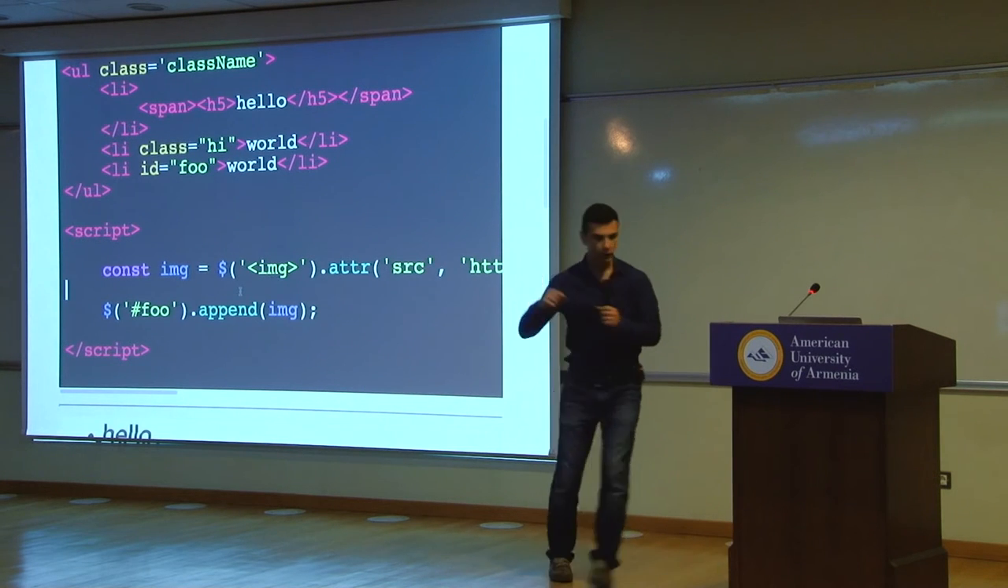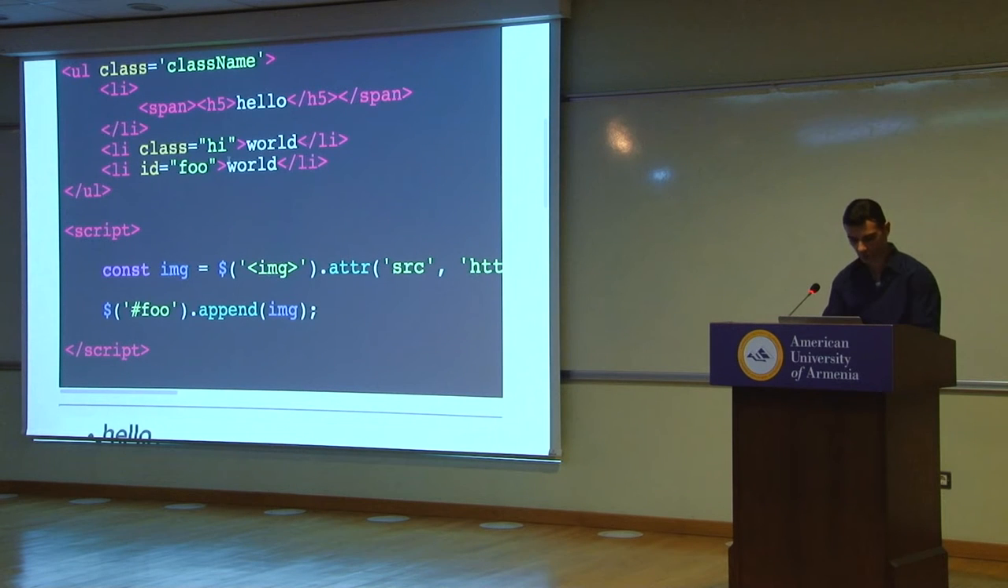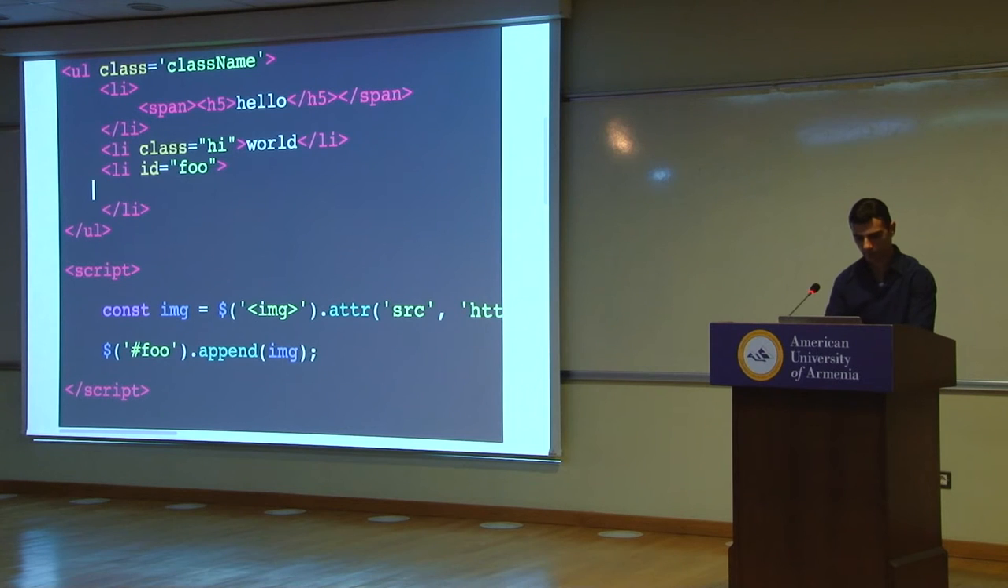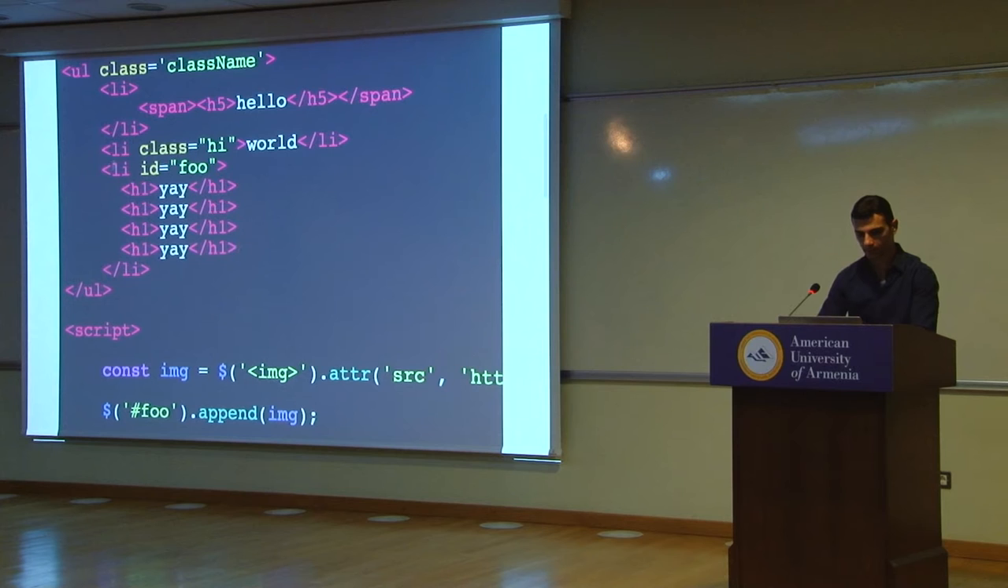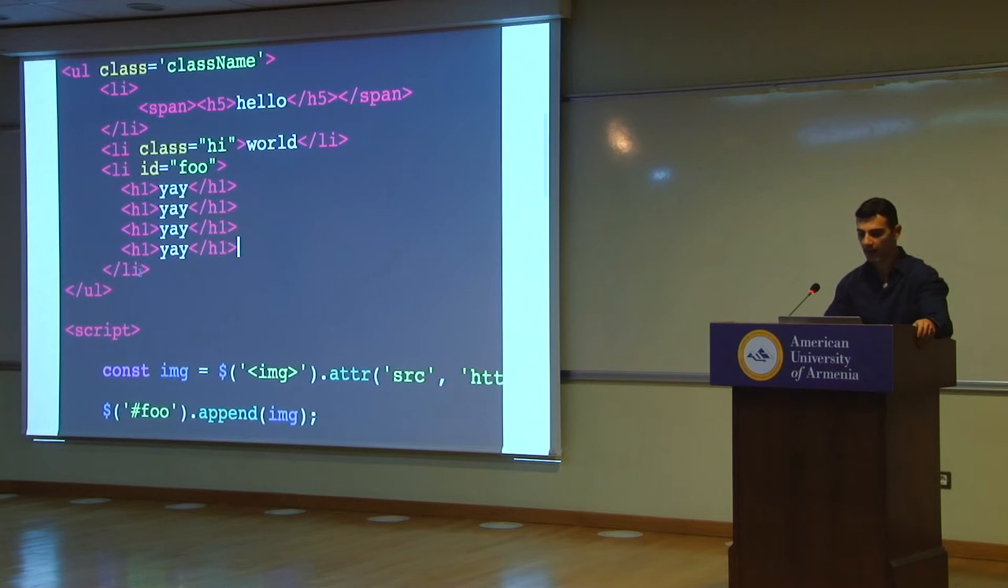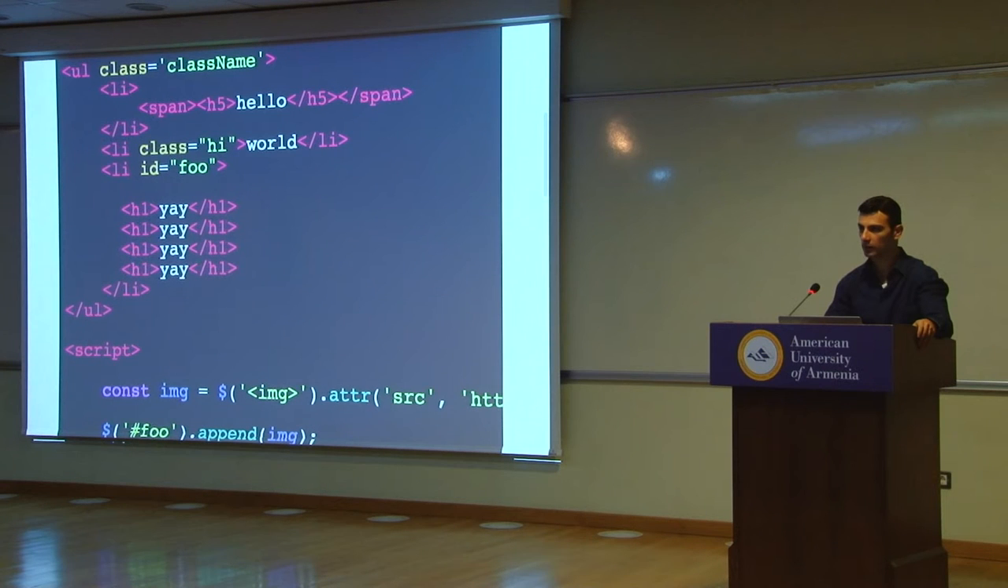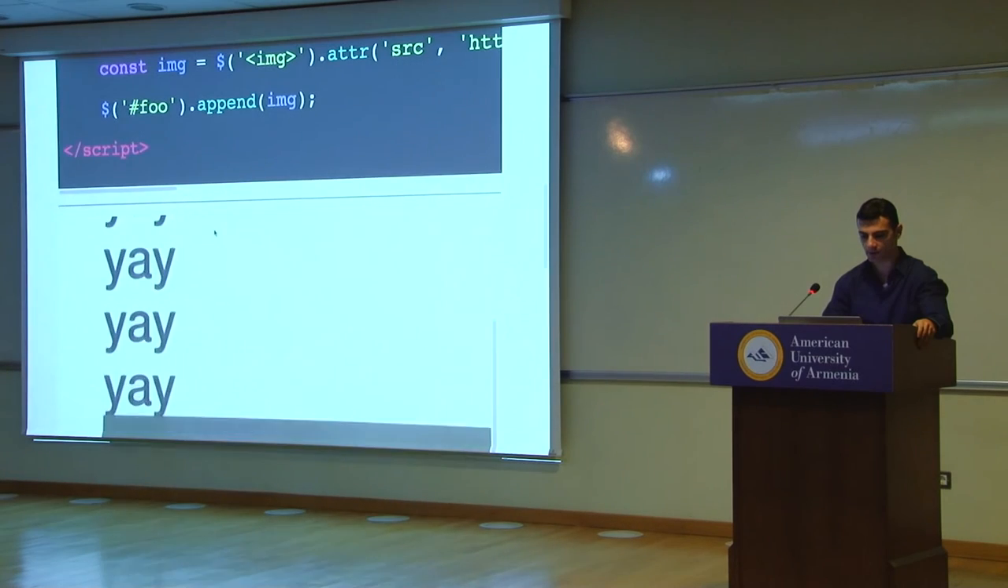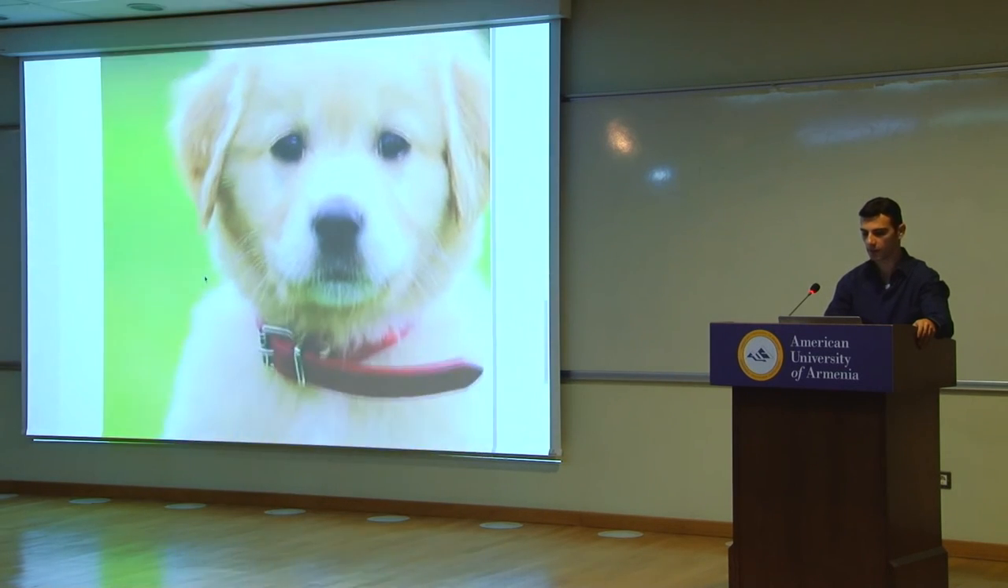So watch. Div. Okay, so you can see that an li can have multiple children underneath it, right? This has all of these things underneath. Yes? You see that. That's why we call it a tree, by the way, because it's a parent-children relationship. Okay, now if I were to append an image, it would go at the end of the list. It would go here. If I were to prepend, it would go here. Make sense? So right now I'm appending, which means we should see, yay, yay, yay, and then the image. And there it is.